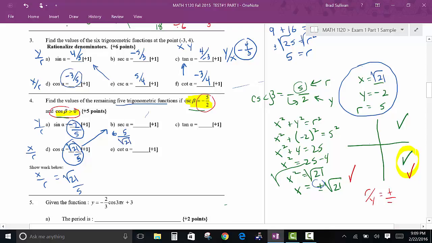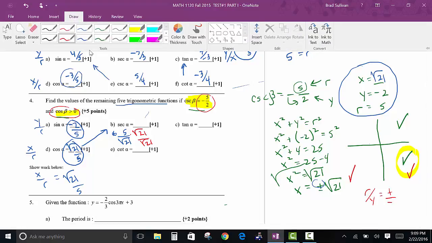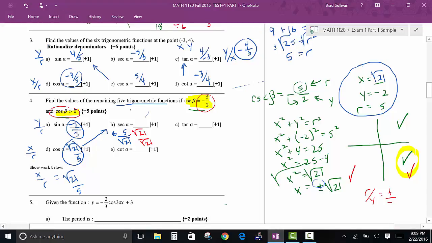Okay, you can go through and you can now rationalize that denominator. So if you multiply that by root 21 over root 21, you're going to get 5 root 21 over 21. Like that. Okay, rationalize. Okay, tangent's y over x. So we have y is negative 2, x is root 21. So it's going to be negative 2 over root 21. Rationalize that denominator, you're going to get negative 2 times square root of 21 over 21.